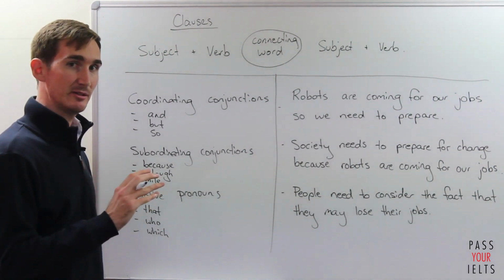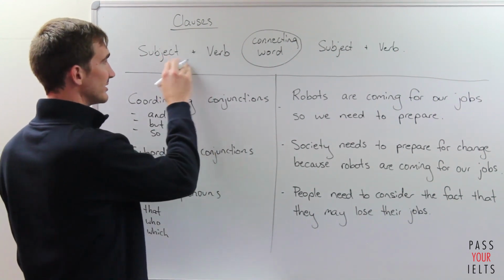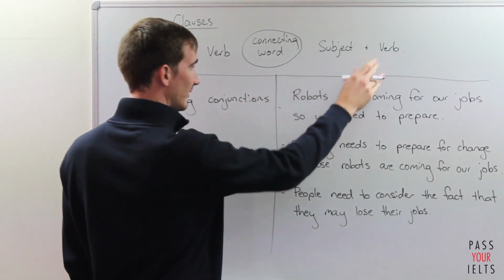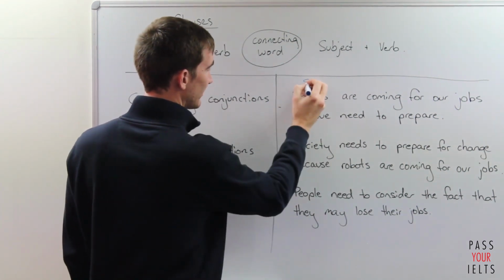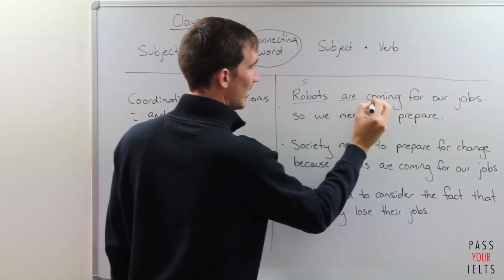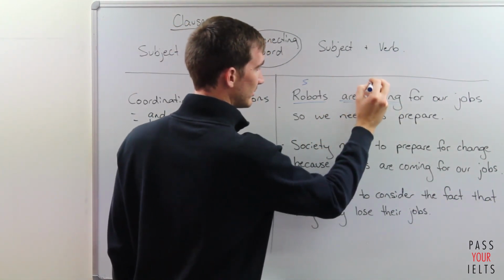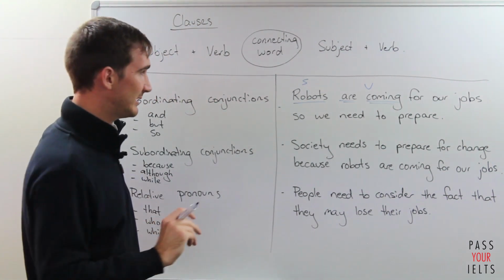First thing we need to do is identify what the subject is. So remember, we're going subject, verb, connecting word, subject, verb. Subject is, of course, robots. Then we have our verb. The verb is are coming, it's present continuous. For our jobs, I'll look at that part later.